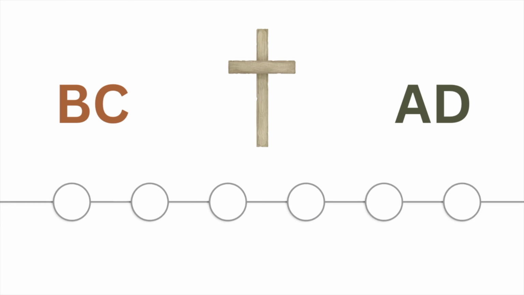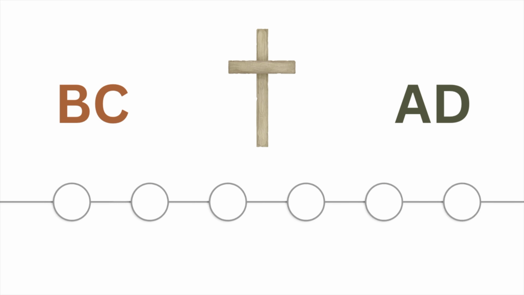Okay, back to BC and AD and all that. So BC stands for before Christ, and AD stands for Anno Domini, which is Latin for in the year of our Lord. So AD is everything that happens once Christ is born. BC is obviously everything that happened before Christ was born. A timeline would look like this. We have before Christ on the left, Anno Domini on the right.